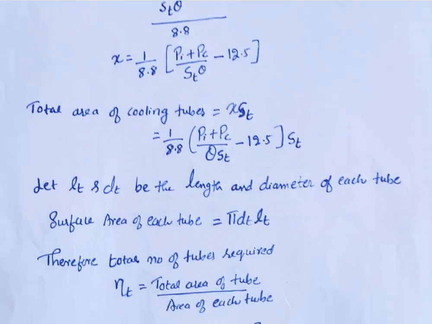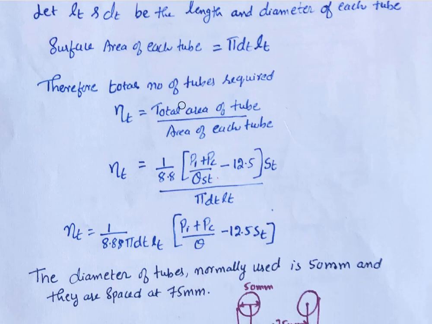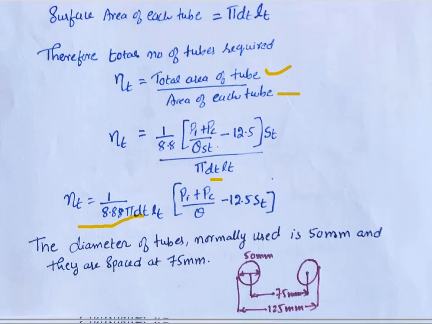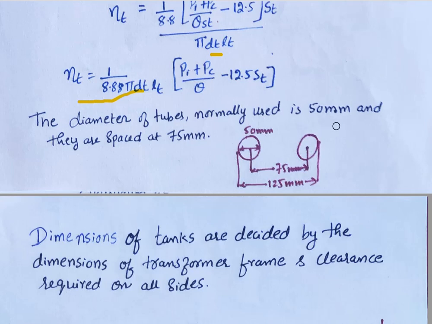Finally you will get the x value, and the total number of tubes required is the total area of the tubes divided by the area of each tube. The formula we have derived is: number of tubes equals 1 by 8.8 of (iron losses plus copper losses by theta St, where theta is the temperature and St is the surface area of the tank, minus 12.5), divided by pi Dt into Lt. Dt is the diameter of the tube and Lt is the length of the tube. Finally, number of tubes equals 1 by 8.8 pi Dt Lt into ((Pi plus Pc) by theta minus 12.5 St).